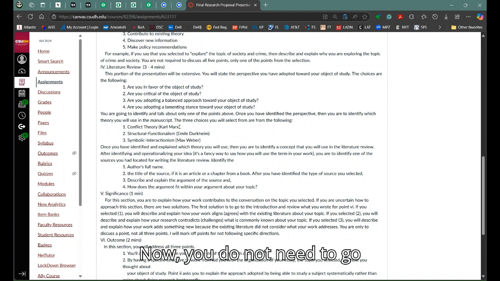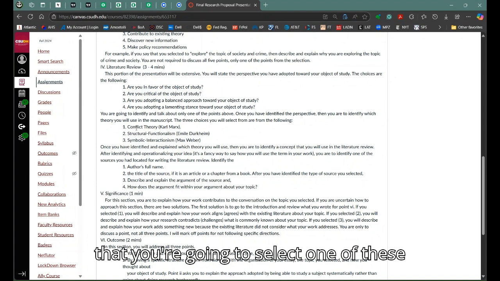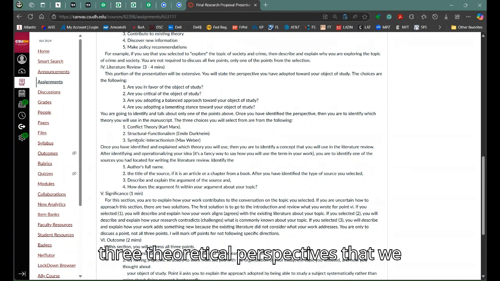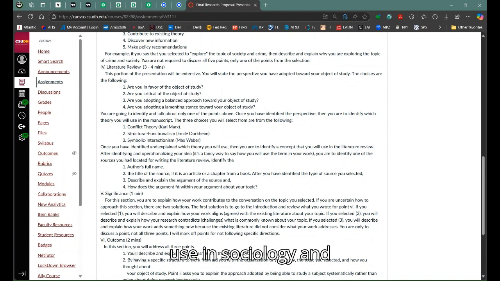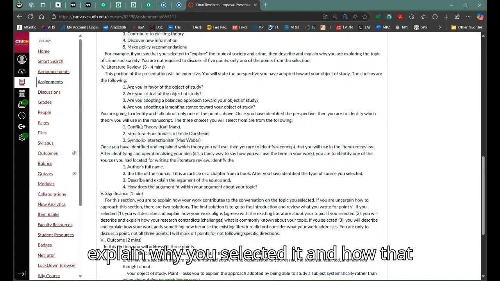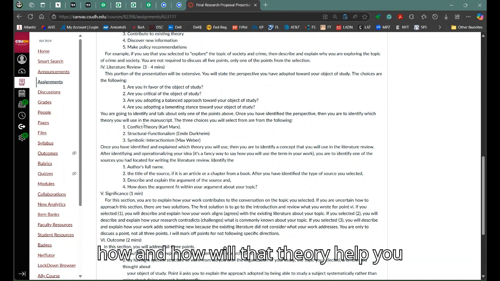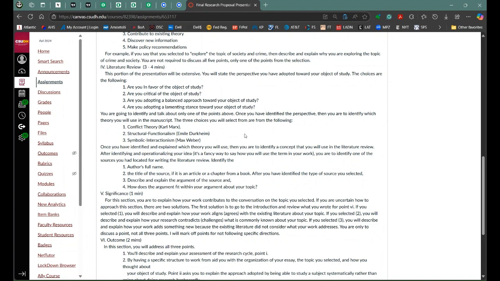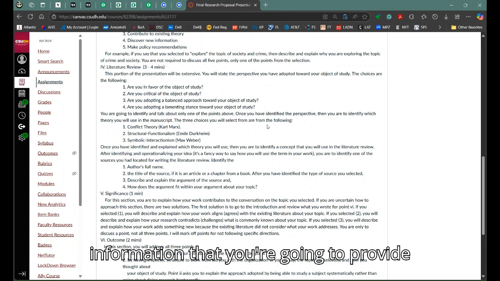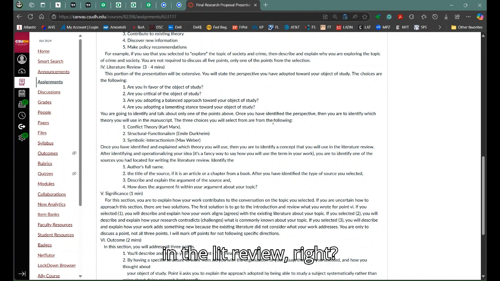Now, you do not need to go out and do research on what they say. All you need to do is say that you're going to select one of these three theoretical perspectives that we use in sociology, and explain why you selected it and how that theory will help you analyze the information that you're going to provide in the lit review.